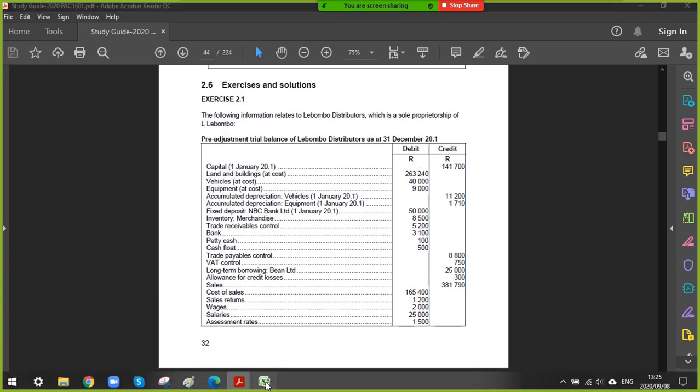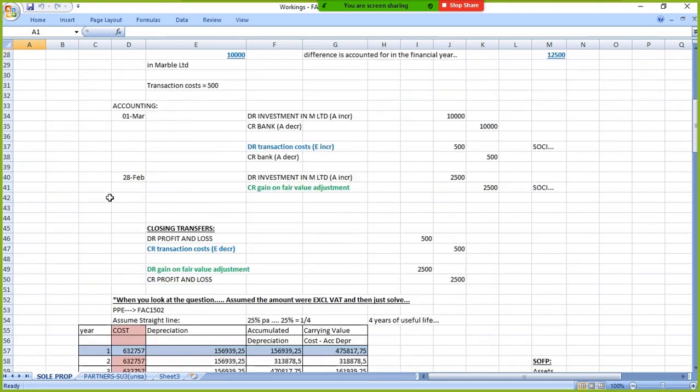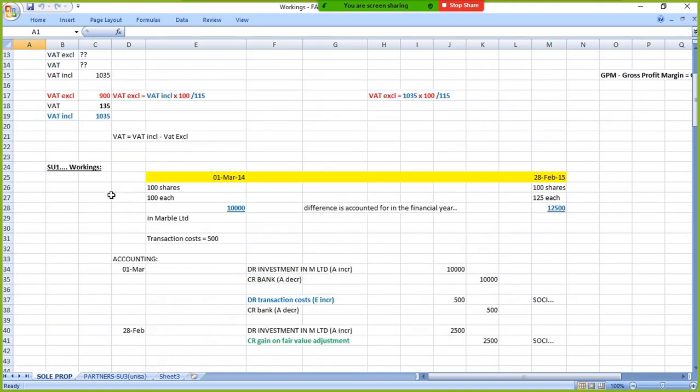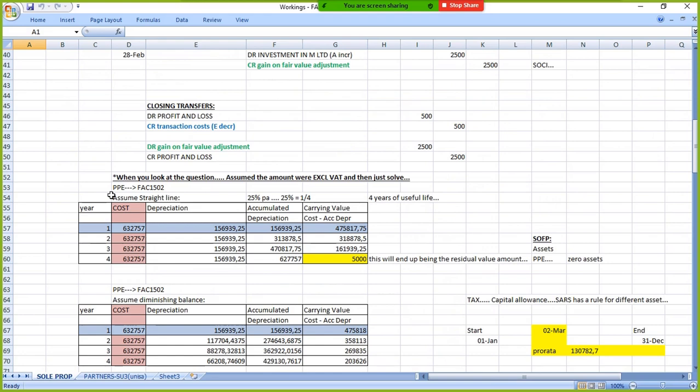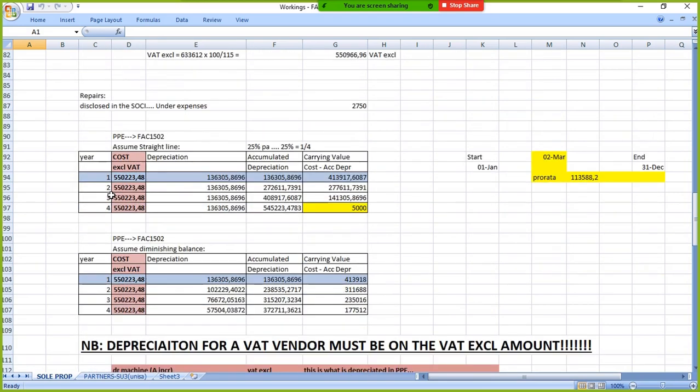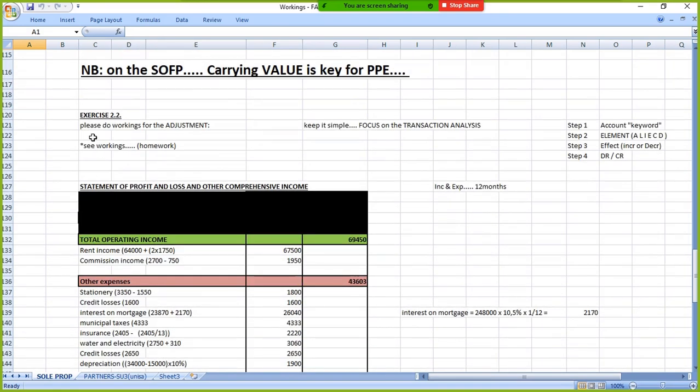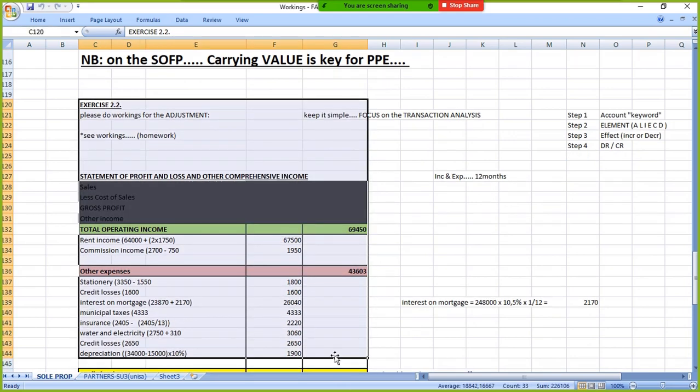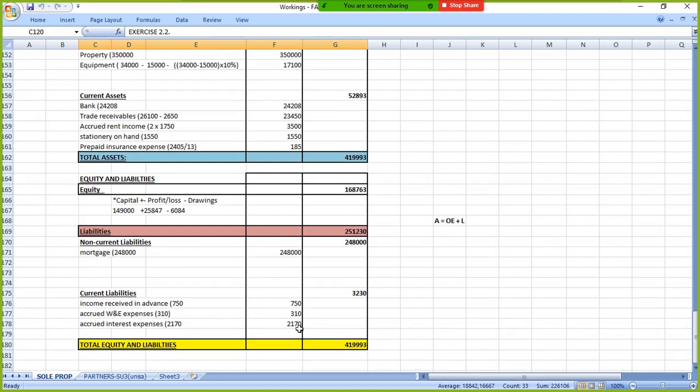Let me go to the. Okay, so we had looked at. This was exercise sole proprietor. Where's the disclosure here? This was the disclosure. We looked at 2.2. That one I did with you. Did you go through any of the others? Did you try do more of them?